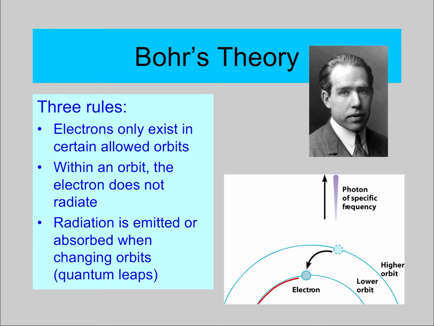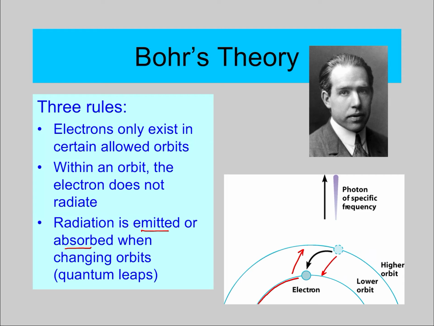Within that orbit, the electron does not produce any sort of radiation. So it's just hanging out in its shell, in its orbit, revolving around the nucleus, but it's not going to produce any sort of radiation while it's there. However, when an electron changes its orbit, so when it goes from one shell to the other or back, it then could either emit or absorb radiation.